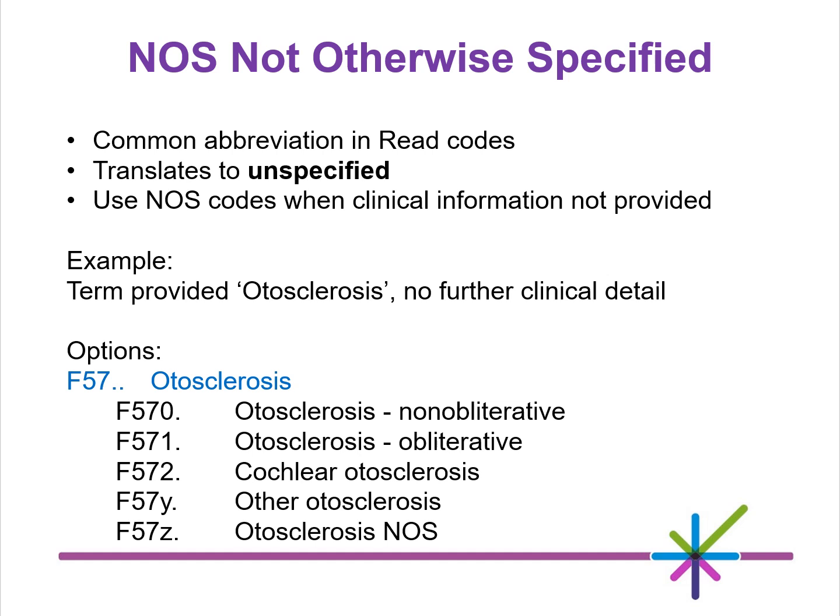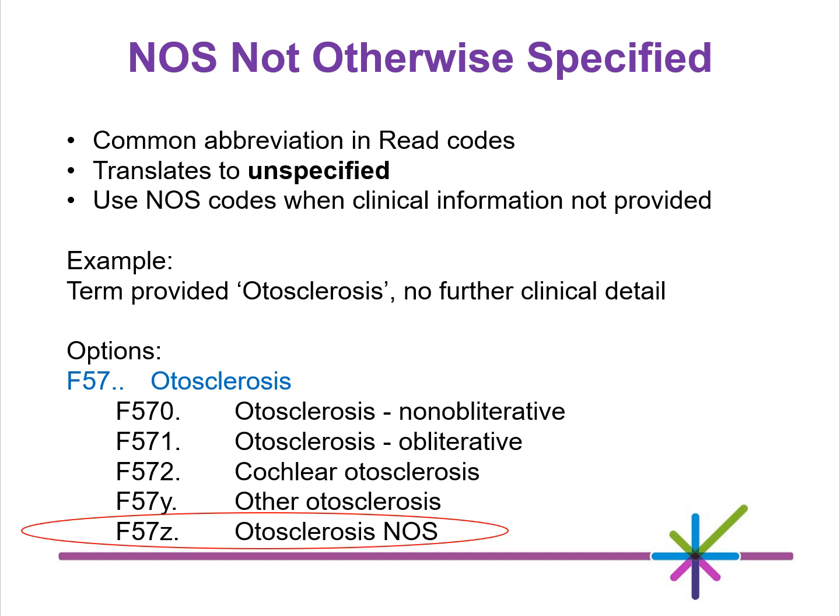Let's look at the example of otosclerosis currently shown on screen. Using all available information, the code furthest down the hierarchy should be selected. Where no further detail other than otosclerosis is provided, this could be coded to F57z. otosclerosis NOS. If the coder did have further information, it should be coded to the more specific appropriate code. For example, obliterative otosclerosis would be coded to F571.